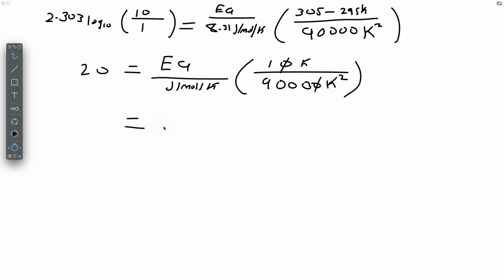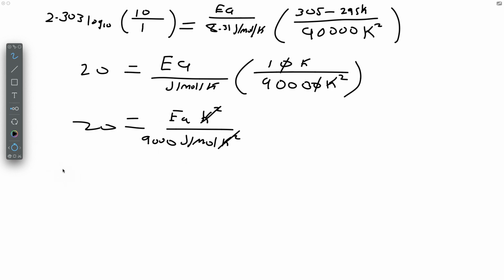If we go through the motions here, let's bring this Kelvin up here because it's divided. So it will be EA, say Kelvin over joule per mole. So it's going to be times 1, which is just going to be the same, 9,000. But you can see that because this K came across, it would be K squared. So K over K squared, we can remove the 2 kelvins, and we're left with 20 equals EA over 9,000 joule per mole.